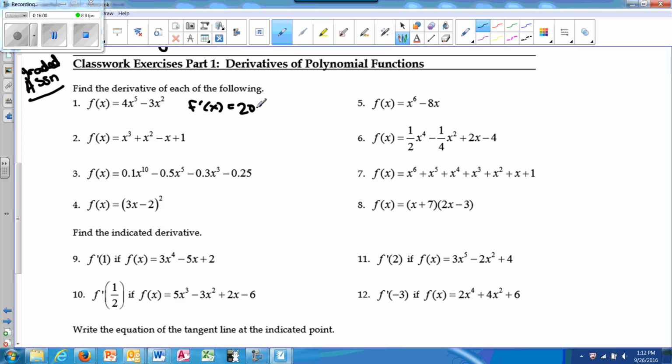Okay, so we're going to go through selected pieces of your homework, or classwork rather. The classwork you're going to have to submit as a graded assignment. Remember, your textbook work you're actually saving in your notebook to be graded at your midterm, quarter exam, and final exams. So the derivative for number 1 is 20x to the 4th power minus 6x to the 1st power.